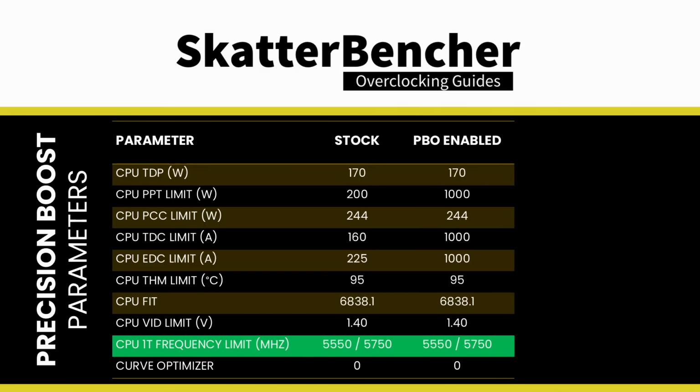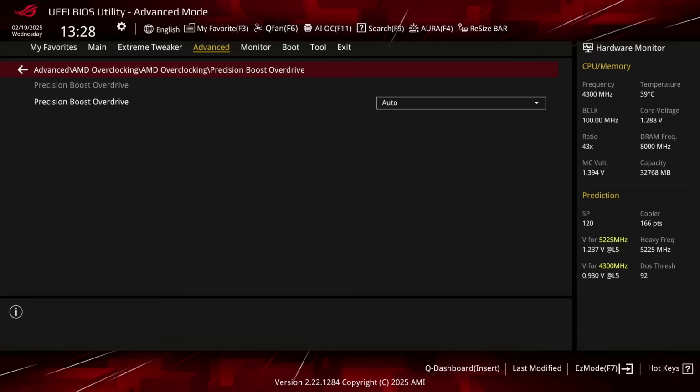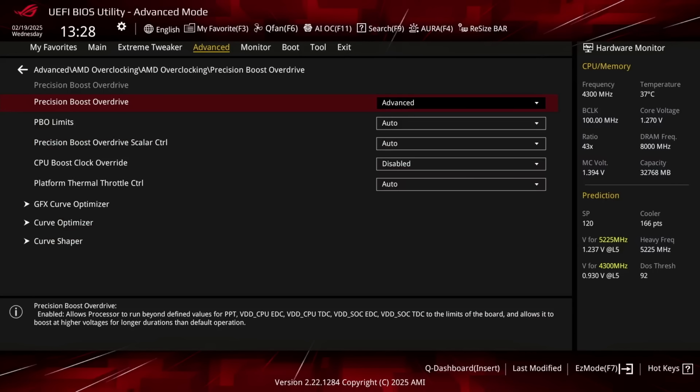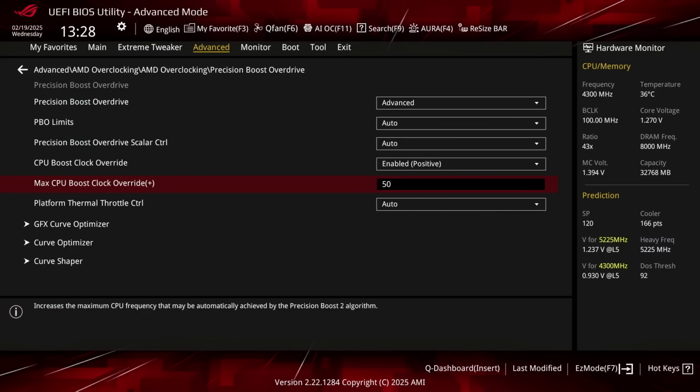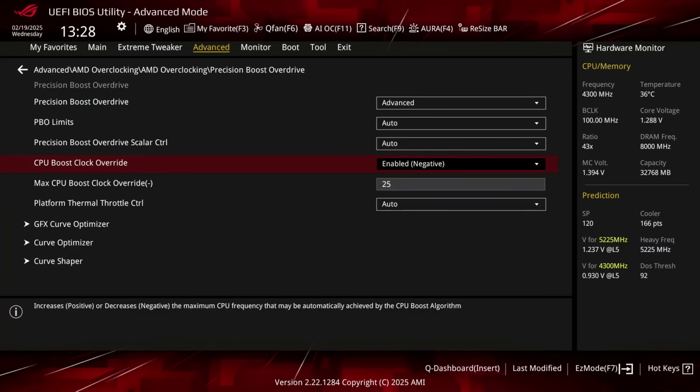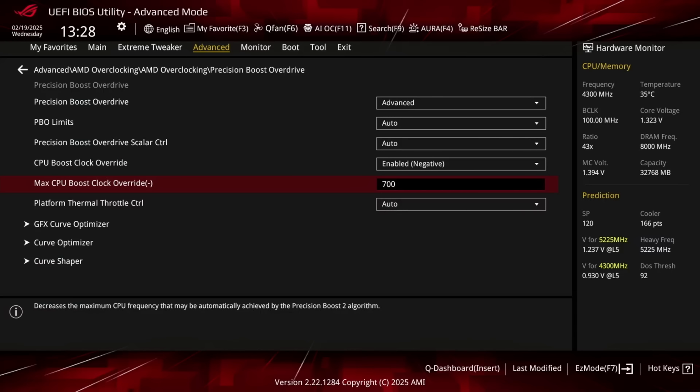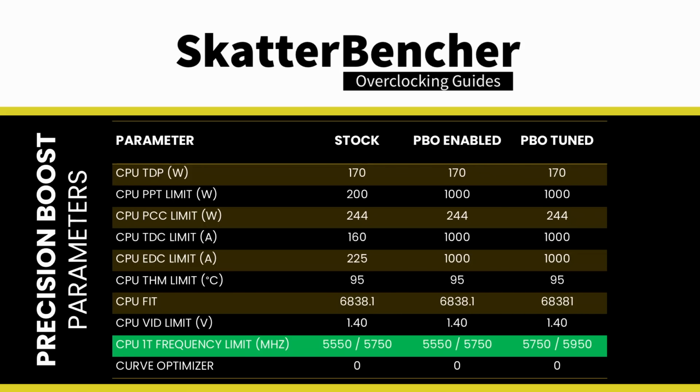On dual CCD processors like the Ryzen 9 9950X3D, each CCD will have its own Fmax. The Fmax for CCD0, the one with the 3D V-cache, is 5550 MHz, and the Fmax for CCD1 is 5750 MHz. Boost Clock Override, or Fmax Override, is one of the tools available in the PBO Overclockers toolkit. It allows the user to override the arbitrary clock frequency limit between minus 1000 MHz and plus 200 MHz in steps of 25 MHz.